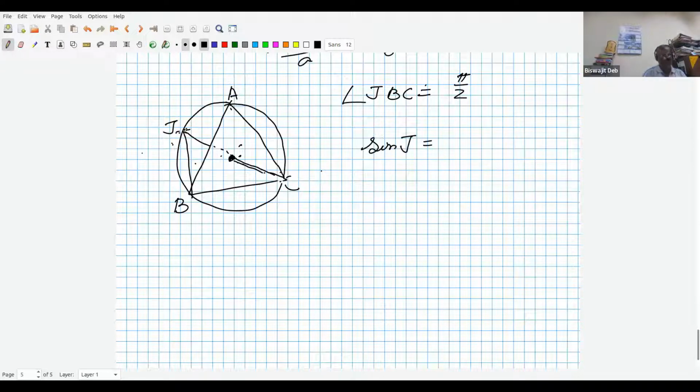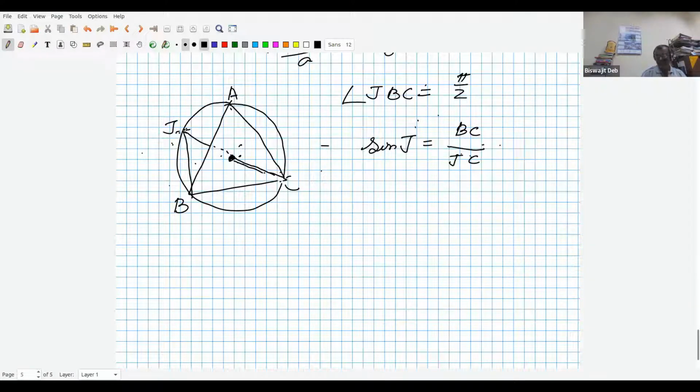So 90-degree angle is JBC. So what is sine of J? I'm considering this angle J. With respect to J, perpendicular is BC, base is JB, and hypotenuse is JC. So if I use it, then sine J is perpendicular by hypotenuse, BC by JC.